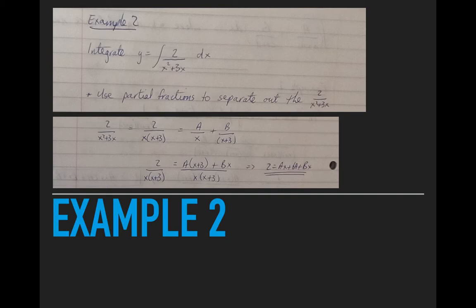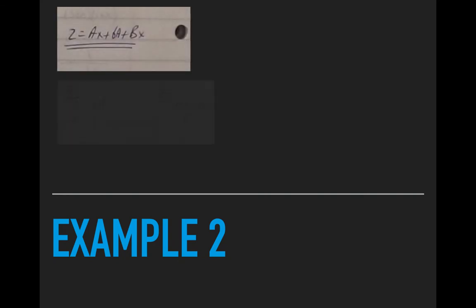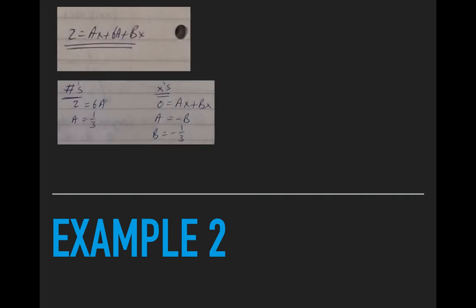Okay, the next step is to compare the things with just numbers in it and to compare the things with just x's in it. So the thing with the numbers, we have a 2 as a number on the left and we've got a 6a on the right. The other two terms of x is next to them, so they'll be considered separately, in which case I get a is equal to a third. And then with the x's, we've got no x's on the left, and then we have ax plus bx on the right. So we can divide an x out of both of those, we get a is equal to minus b, so b is minus a third.